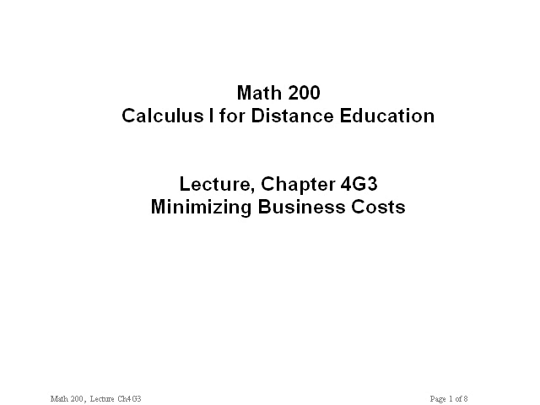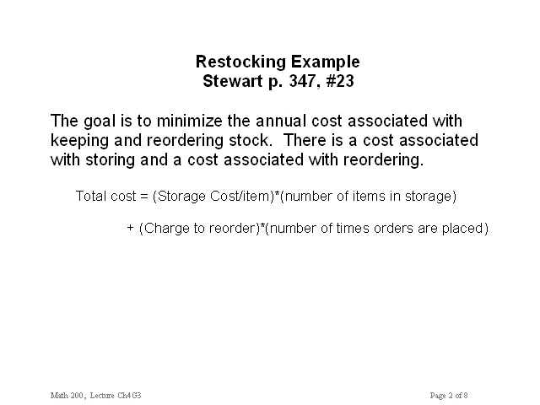This is lecture 4G3 for Calculus 1 on minimizing business costs. In this problem, we will use calculus, the first and second derivatives, to determine the size of the order for reordering stock for your store.